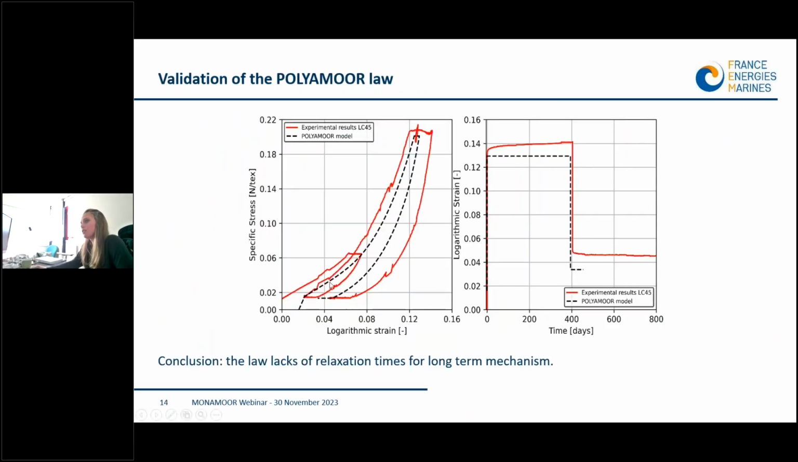Finally, we tried to confront the Polyamide law with long-term creep test. And so here you have in red an experimental result, and in black the simulation. And what we could see is that the law is still not adapted to describe long-term creep. It stabilizes too fast. And that's why a next project proposed by France Énergie Marine, the BAMOS project, will try to improve this part to be able to describe long-term creep using the Polyamide law.